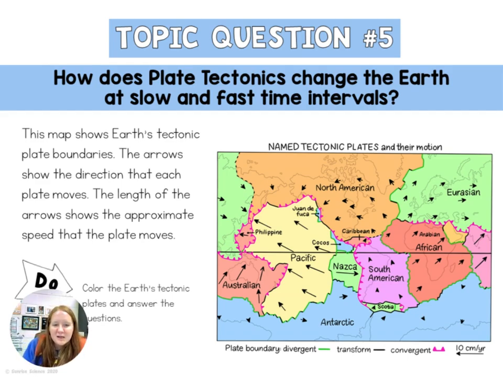So we've talked about the Nazca plate. See how the Nazca plate is moving pretty fast into the South American plate, all right? The African plate is moving at a good steady pace. And Eurasia is not moving very quickly at all, okay? So I want y'all to notice the length of the arrows. So now take a moment, color the Earth's tectonic plates, and answer the questions.